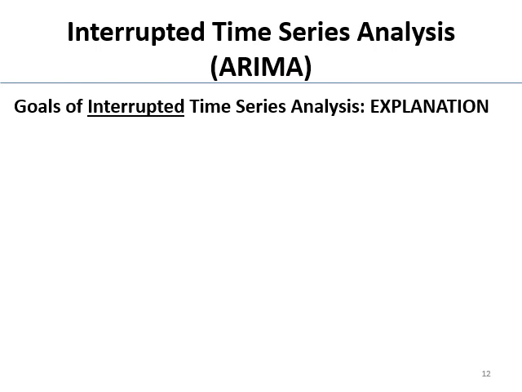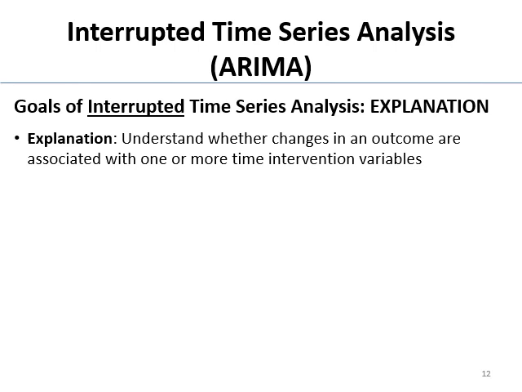The other reason we use time series analysis, and this is how we apply it mostly in this course, is for explanation. We're trying to explain events that occur. So we want to understand whether changes in the outcome are associated with one or more intervention variables. So programs that were implemented, rule changes, law changes, speed limit changes, pedestrian changes, whatever. So did this thing change when we did these things at these points in time, right? And that's basically explanation via the time series method.